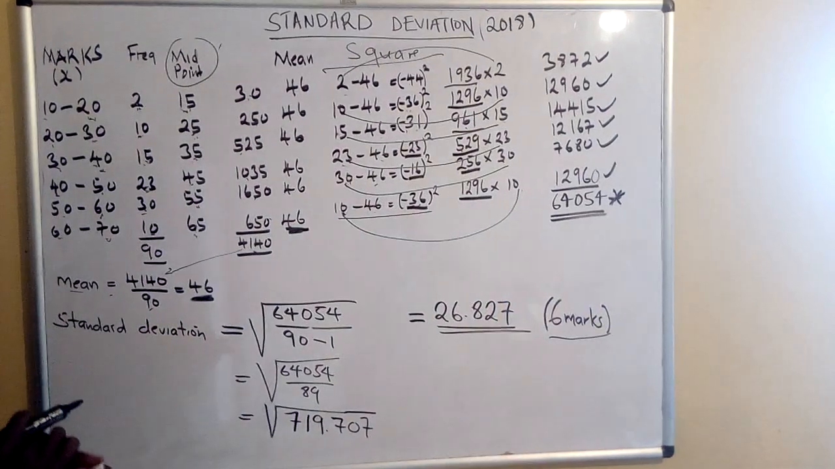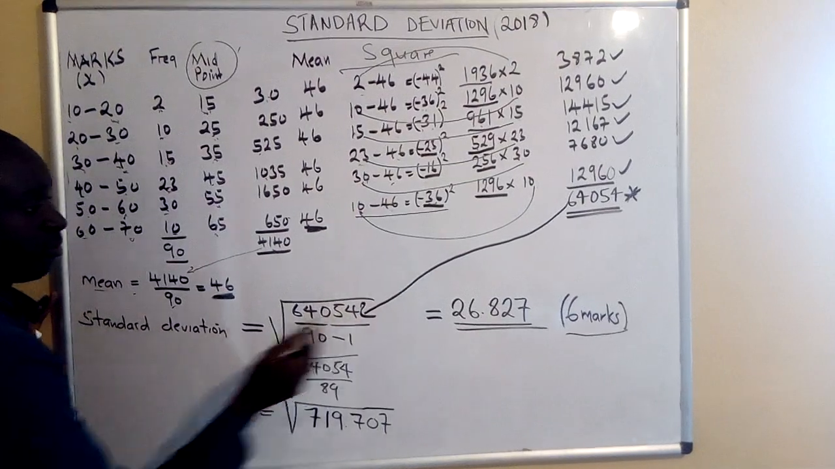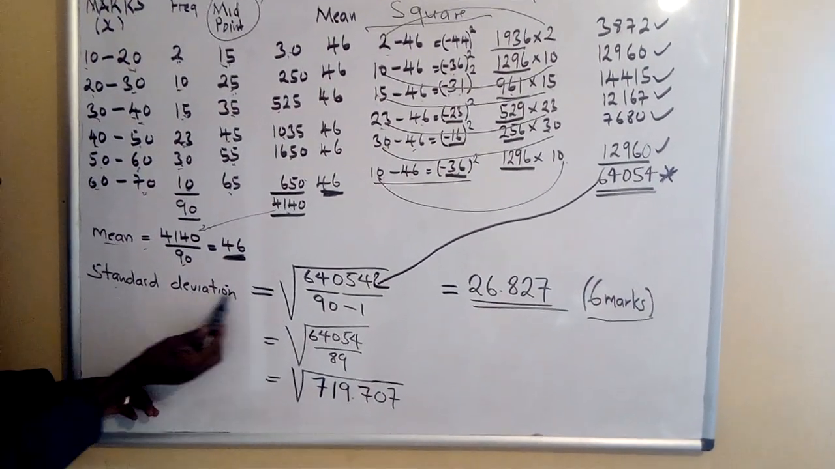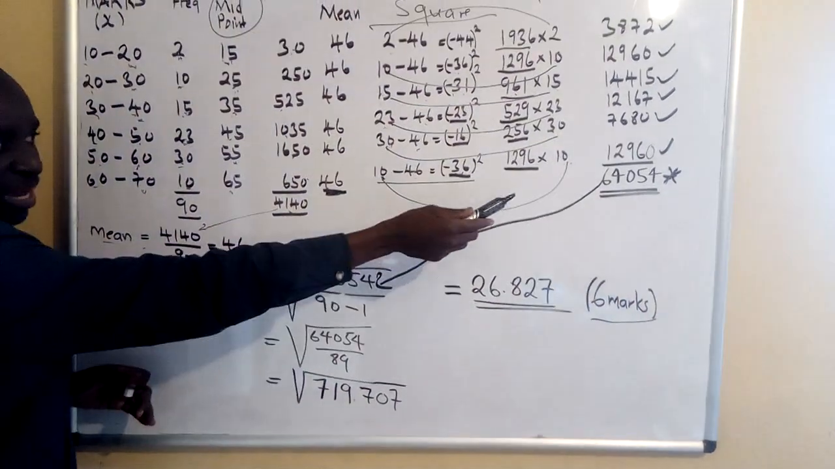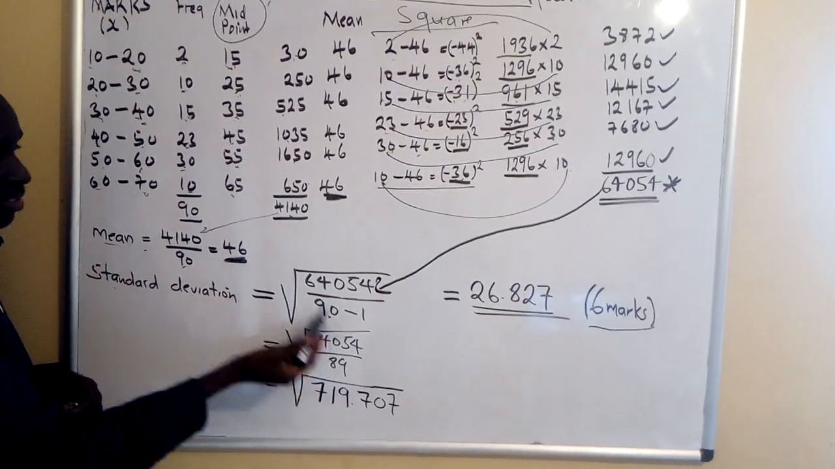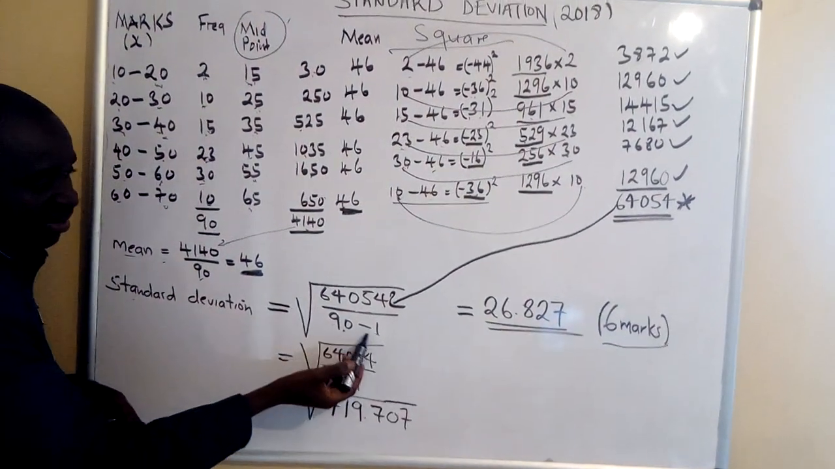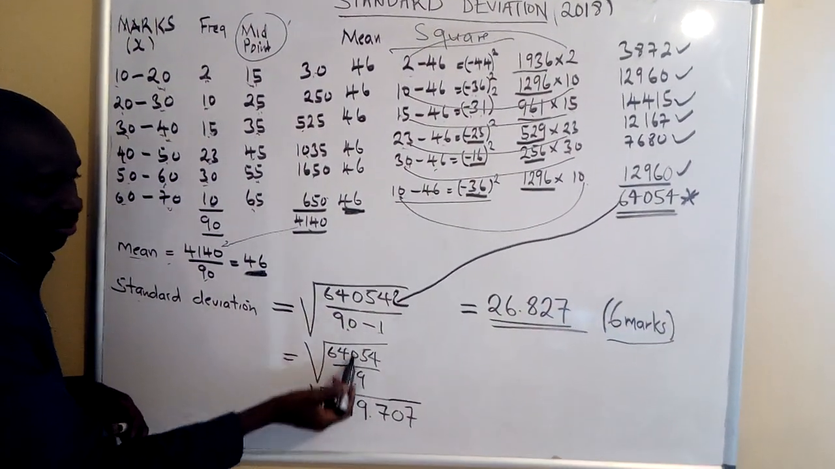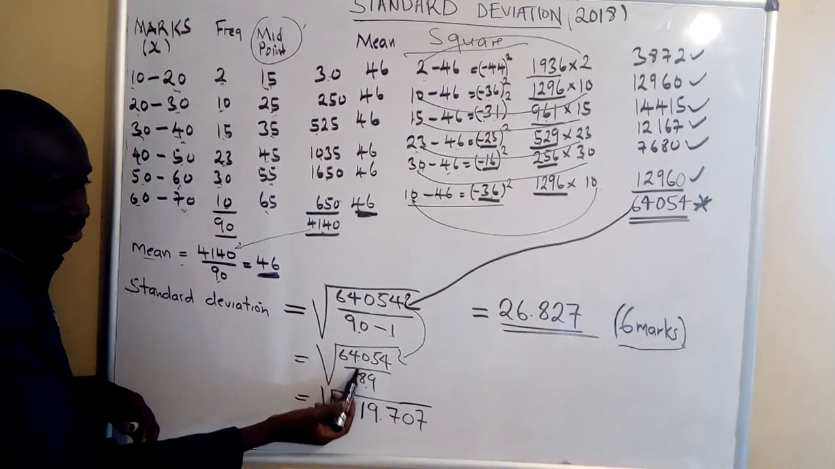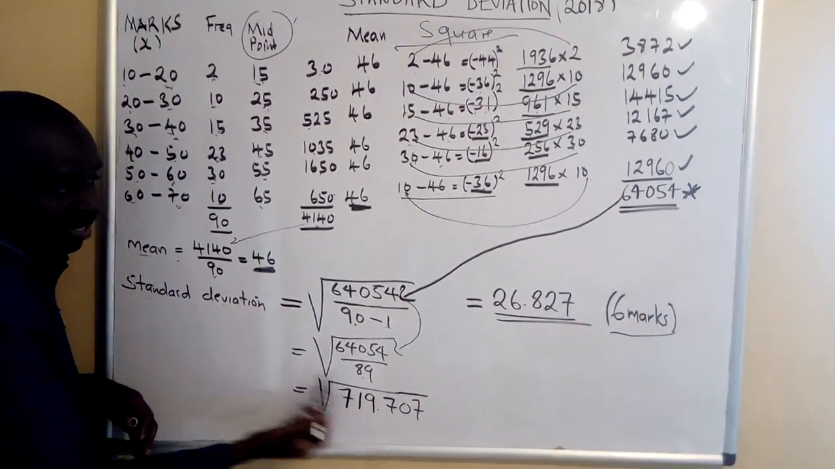64054. From there we now transport that number to the standard deviation formula. What we are saying is standard deviation is equal to the square root of the total number that we have found, over 90, which is the total frequency, then we subtract 1. So 90 minus 1 is 89, this number just drops there. At this stage, we say this number divided by 89, we end up with that number, and we find the square root.